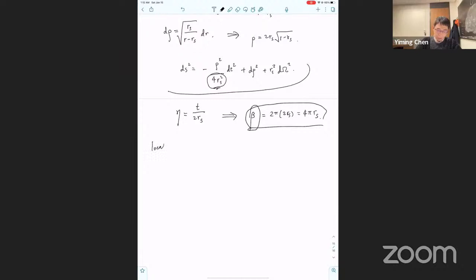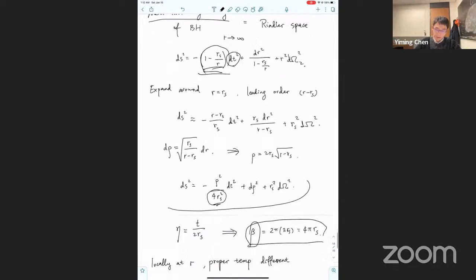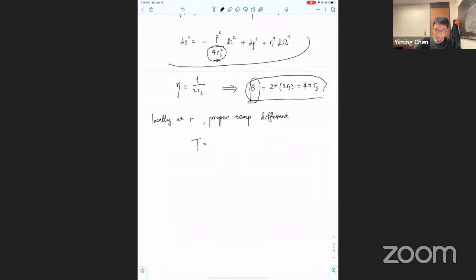Locally, the proper temperature at some radius r will be different, because we cannot ignore this warp factor anymore. And let me just write down the formula. The proper temperature at radius r will be given by 1 over 4 pi r_s times 1 over the square root of (1 minus r_s divided by r). And it diverges at the horizon.